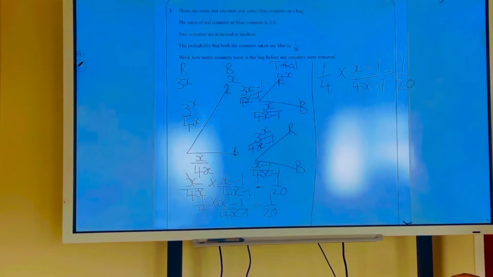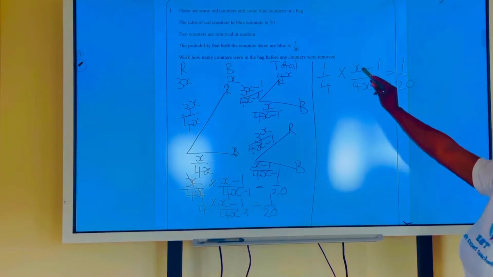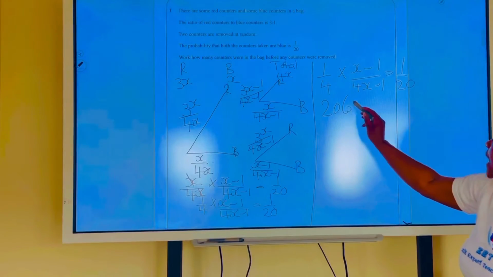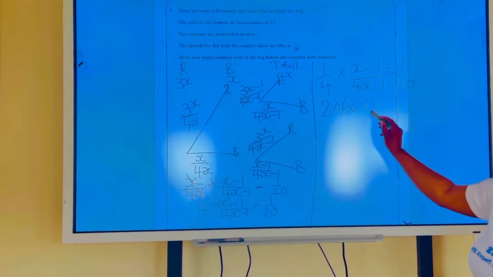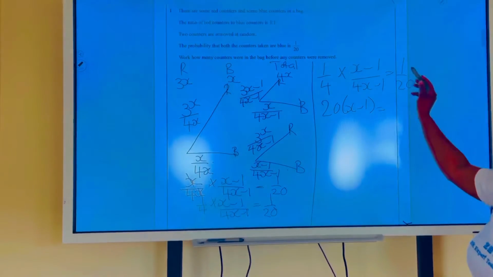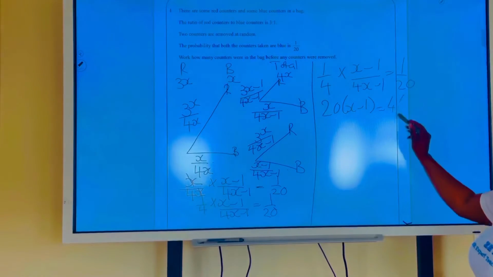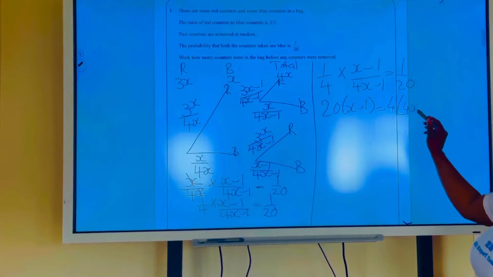Now I can cross multiply. If we multiply, I will have 20 times x minus 1. This should be the same as, if I cross multiply this, because it's a 1 it will stay the same, 4x minus 1.